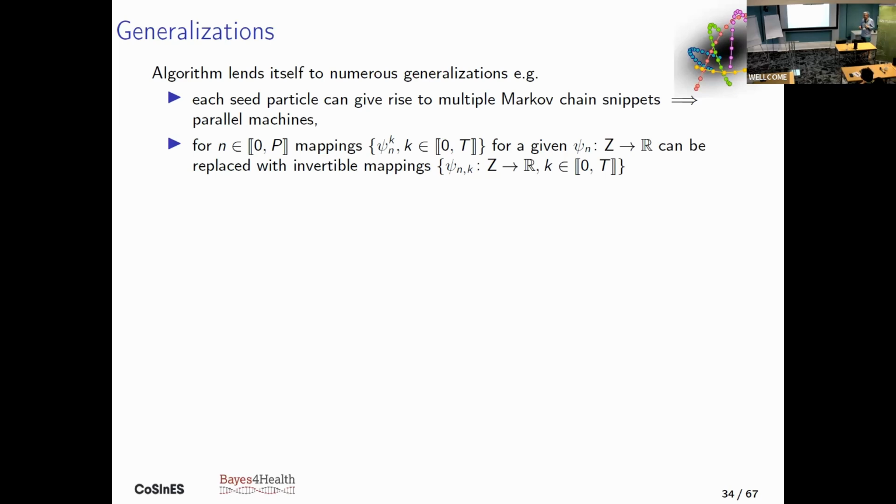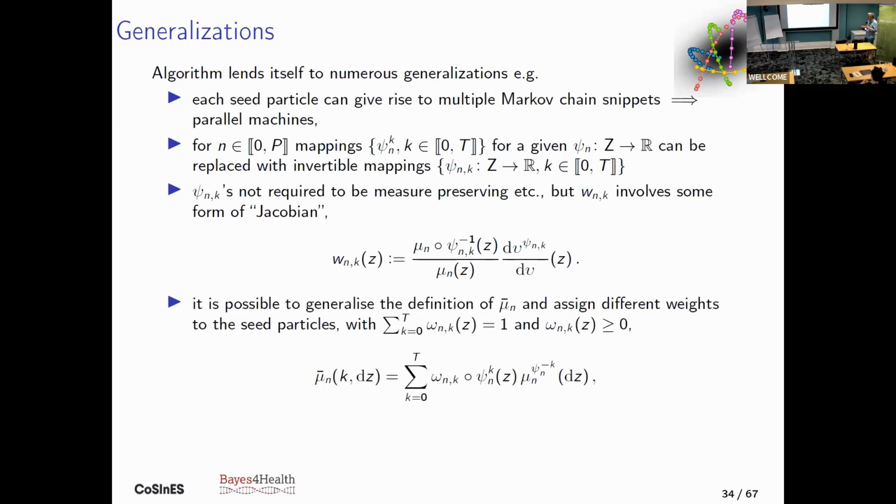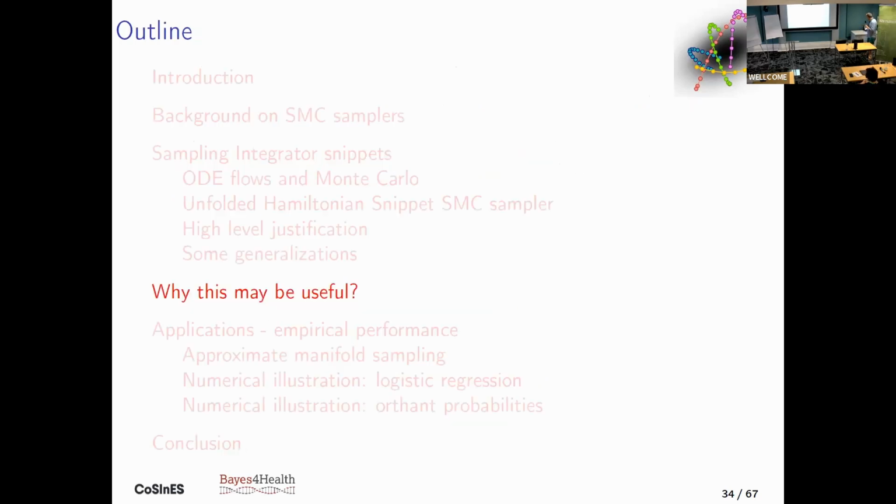But that's it. So if you've got a family of invertible transformations or normalizing flows, you can use your normalizing flows in this context. Of course, in general, if you've got a Jacobian, you will have to compute it if it's not known to be one. That's an obvious generalization. And of course, you can change the weights, but that's not so important. So I'll jump to these applications.